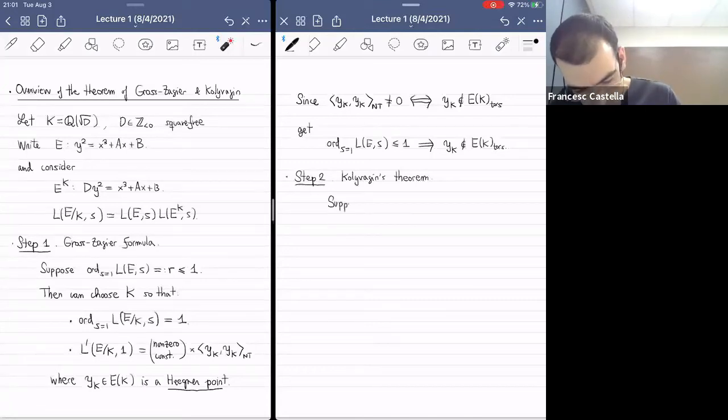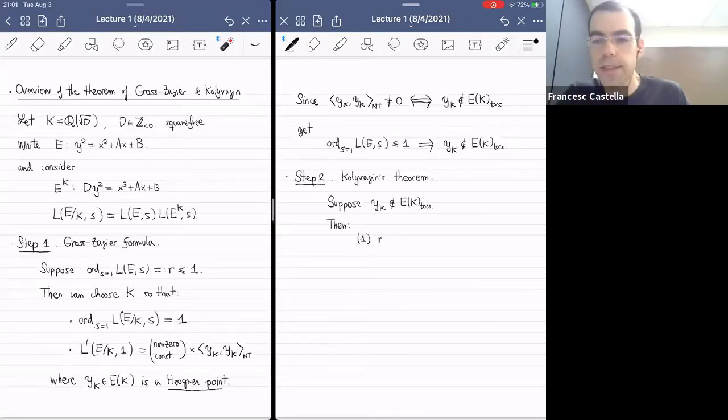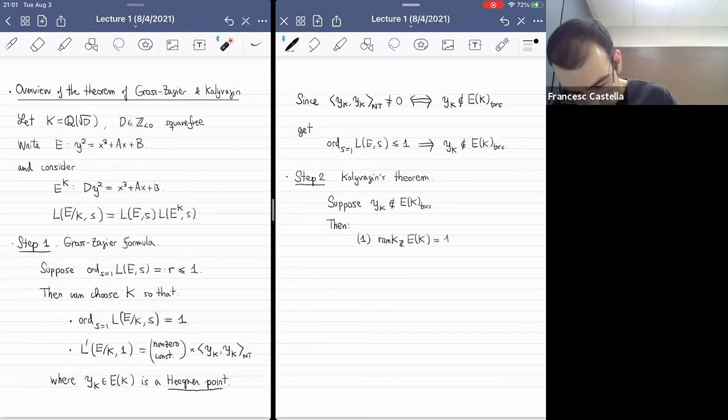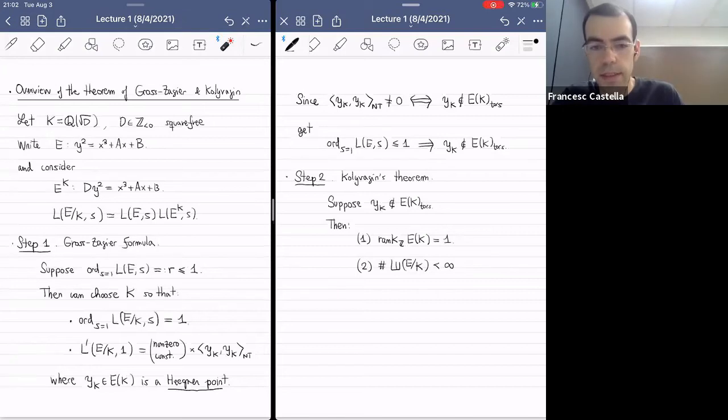Suppose this Heegner point is non-torsion. Then one gets the following. One is that this point being non-torsion tells us that the Mordell-Weil rank of E over K is at least 1, and what Kolyvagin can show is that, in fact, it's equal to 1. And second is the finiteness of the Tate-Shafarevich group over K, with its order given in terms of the index of this y_K.